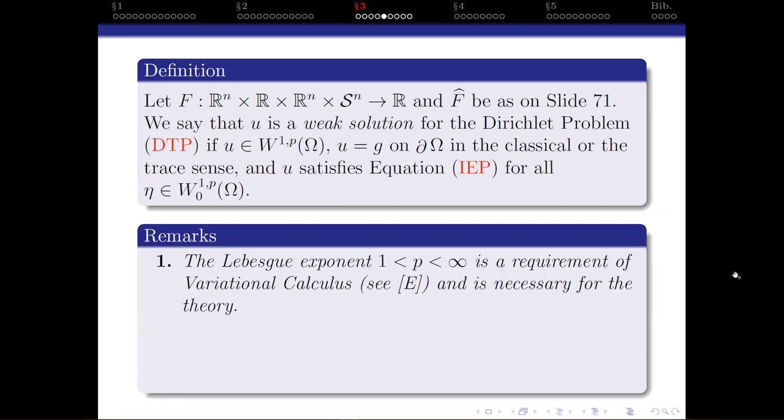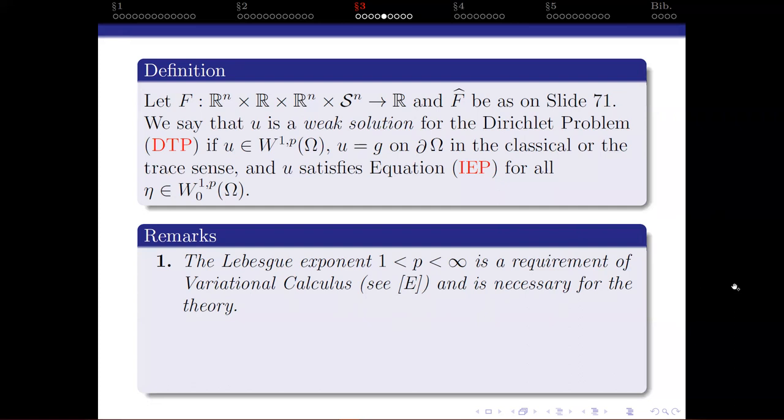You'll notice here that I talk about the Lebesgue exponent P. Well, it's actually necessary for variational calculus. And you'll notice here I've put a citation, but it's not actually a hyperlink. That's because I'm a dreadful person and forgot to actually reference Evans' work. I'll correct that in the final version. I should be keeping a log of the changes I need to make, but I think I'll be able to remember. And there's always the video.